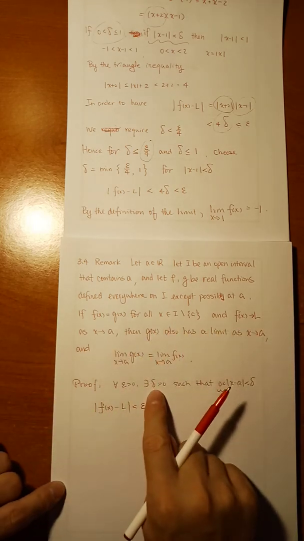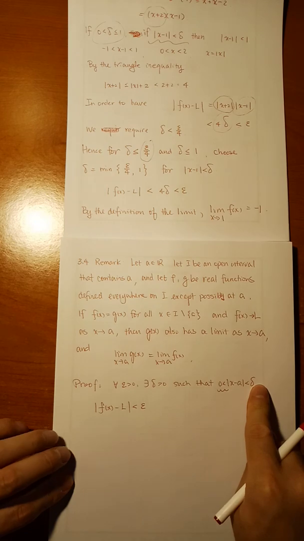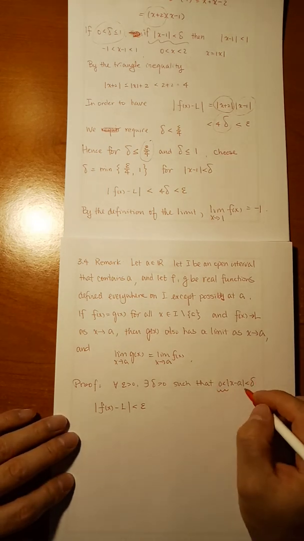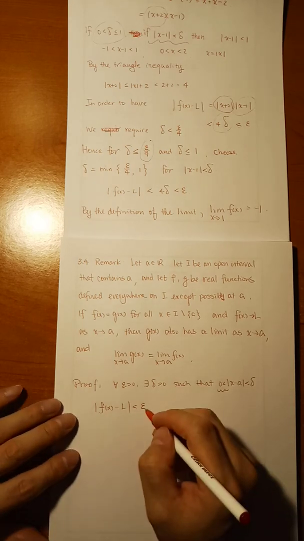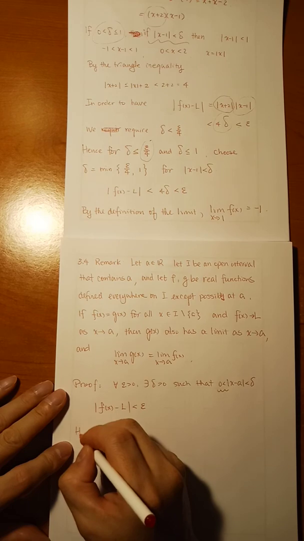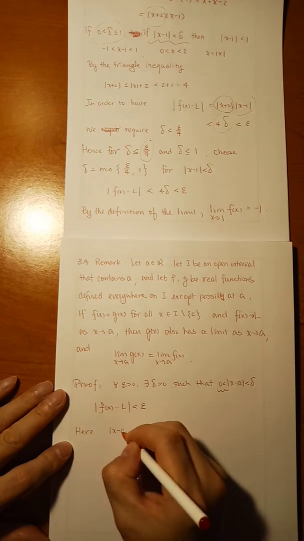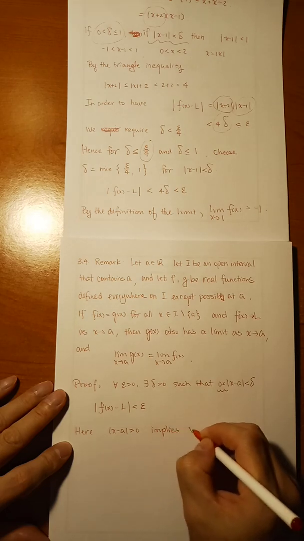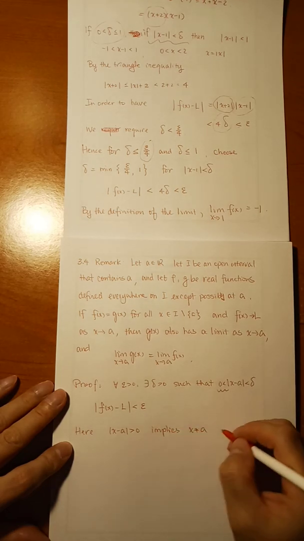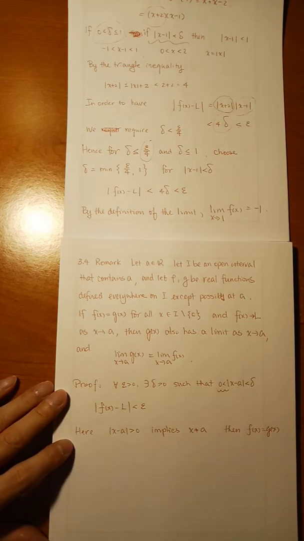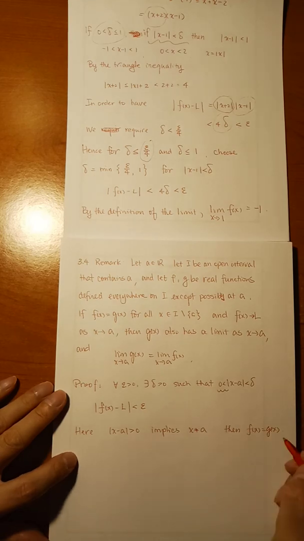For epsilon greater than 0 there is a delta such that 0 is less than the absolute value of x minus a, less than delta. This implies x is not equal to a. Then the absolute value of f(x) minus L is less than epsilon. And here, the absolute value of x minus a greater than 0 implies x is not equal to a. Then since x is not equal to a, f(x) is equal to g(x).